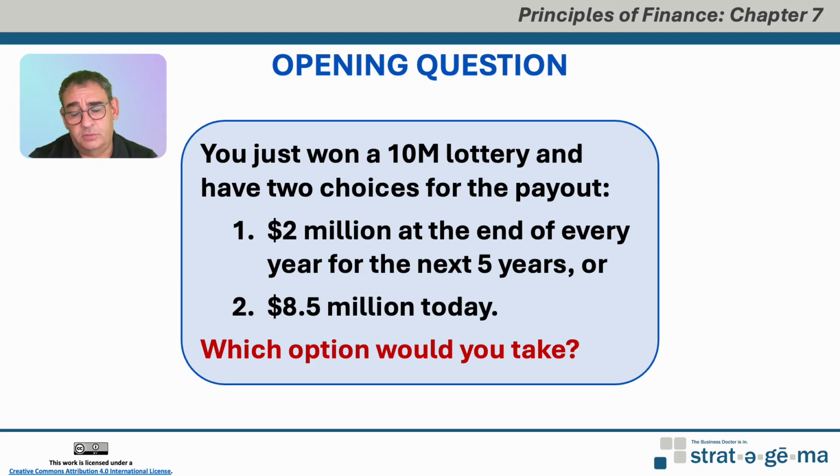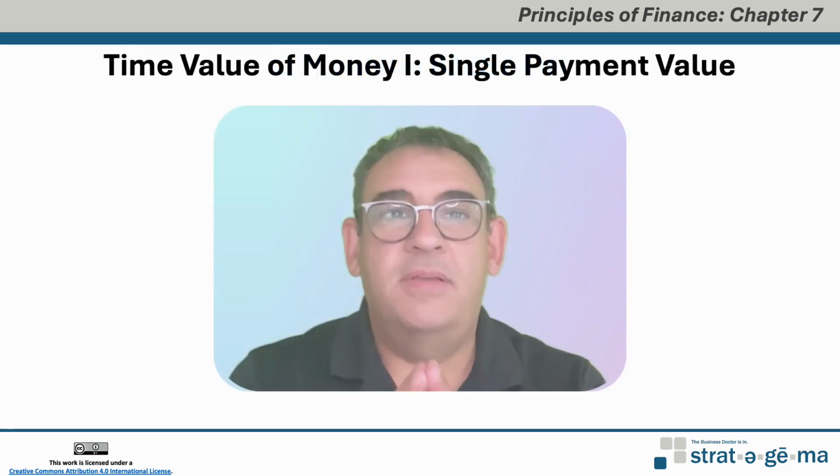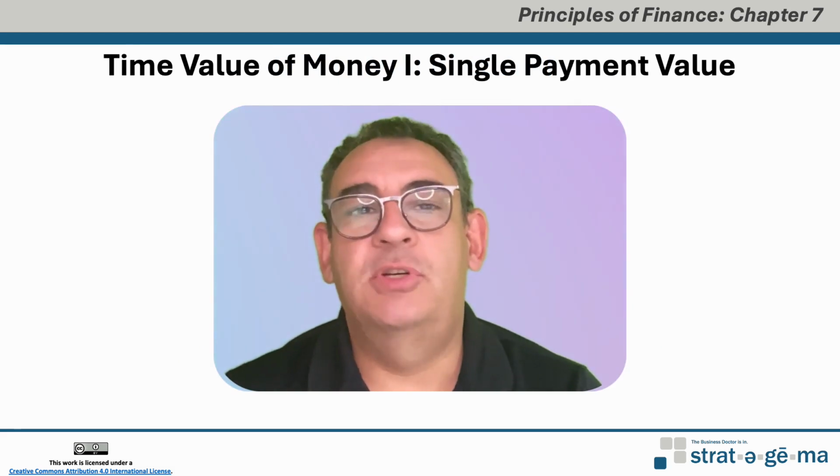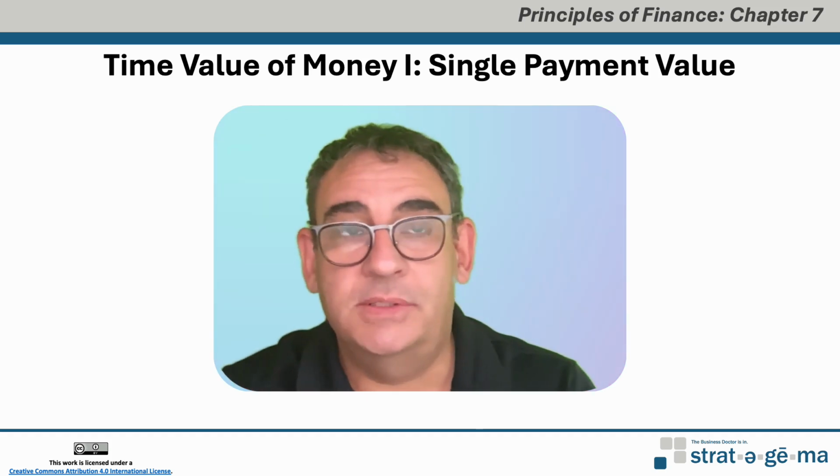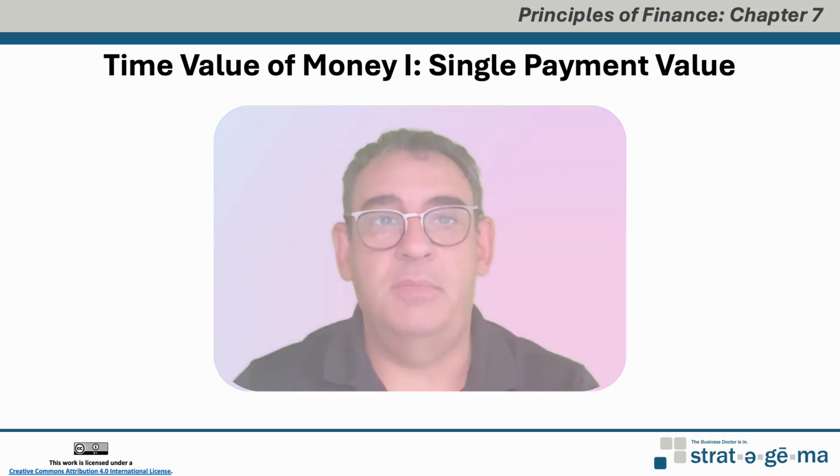So the correct answer in terms of what the best option is, is that it depends, and then we lead to, well, it depends on what, and that's the stuff of this module, starting with Chapter 7, 8, and 9. Now that I've given you something to ponder, let's get into Chapter 7, which focuses on the first part of time value of money considerations, and that is the single payment value.